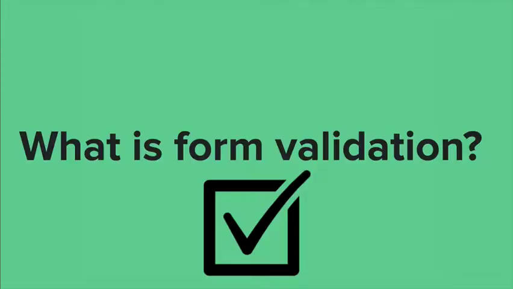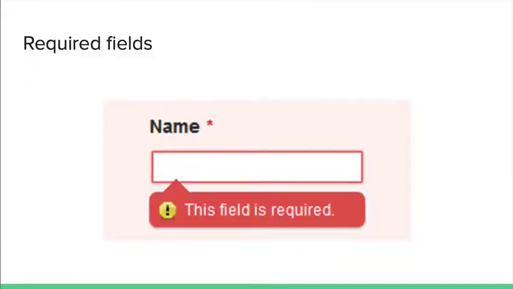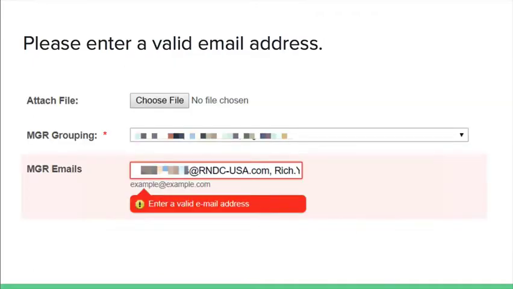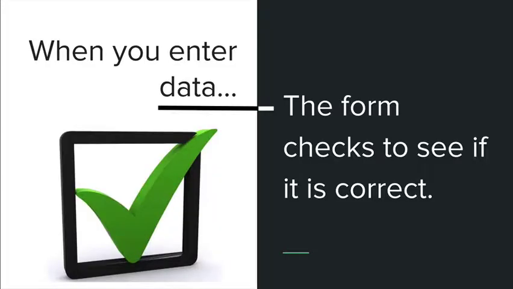What is form validation? Go to any popular site with a registration form and you will notice that they give you feedback when you don't enter your data in the format they're expecting. You'll get messages like, "This field is required. You can't leave this field blank. Please enter your phone number in the format XXX-XXXX." It wants 3 numbers followed by a dash followed by 4 numbers. "Please enter a valid email address. The thing you've entered doesn't look like an email address."